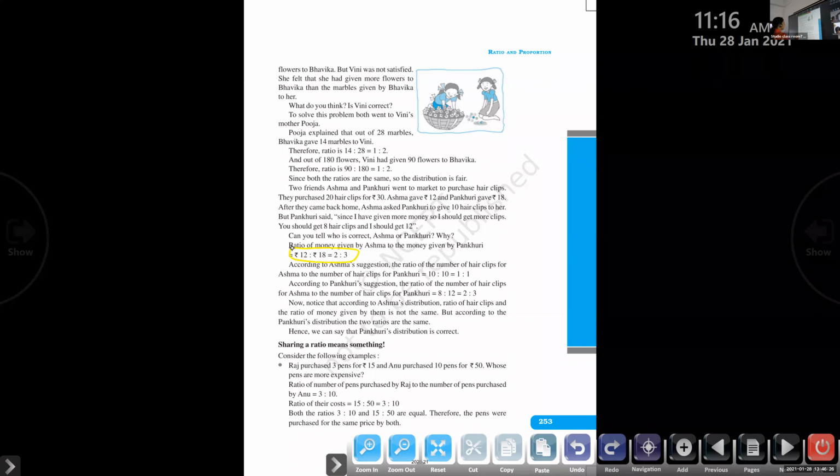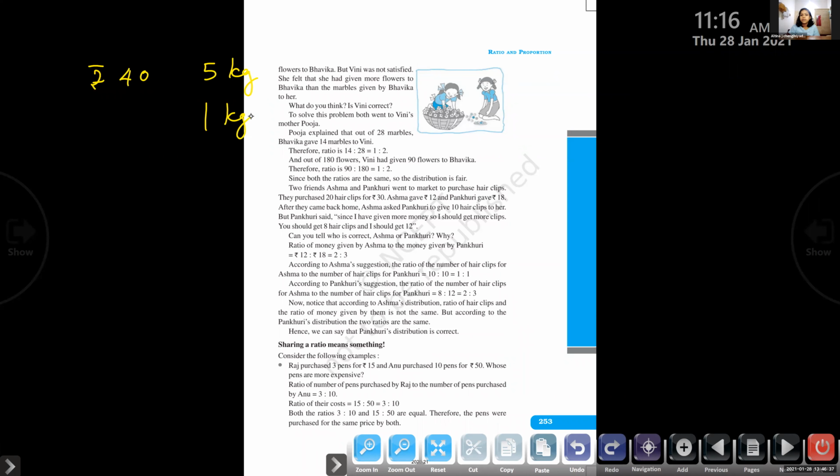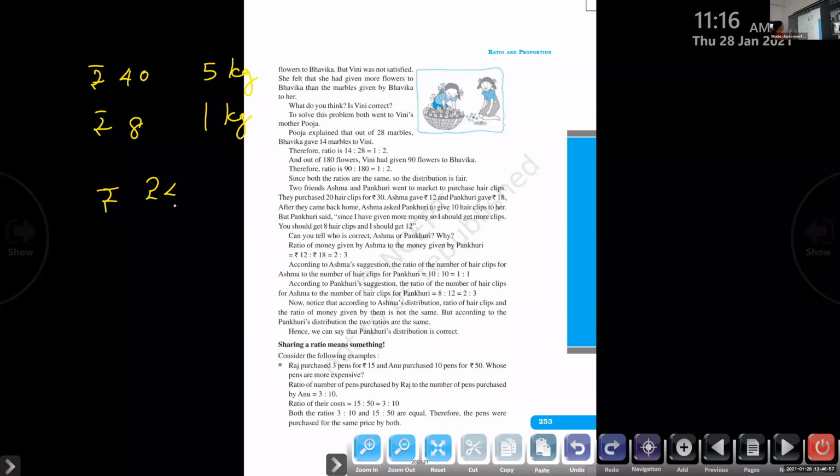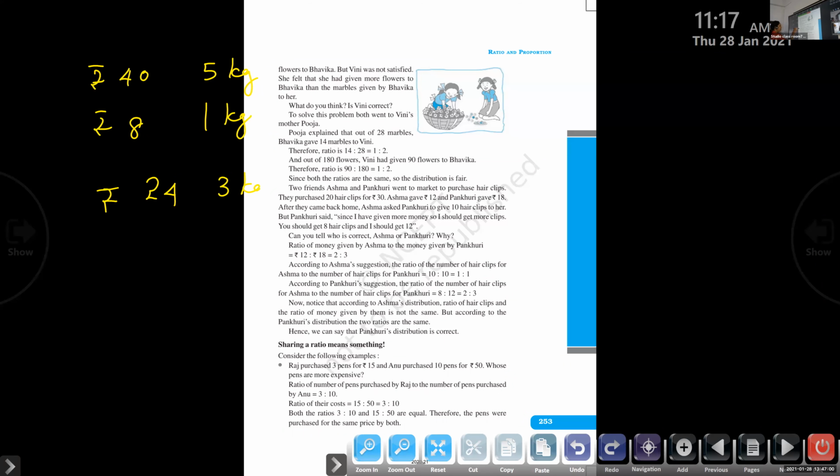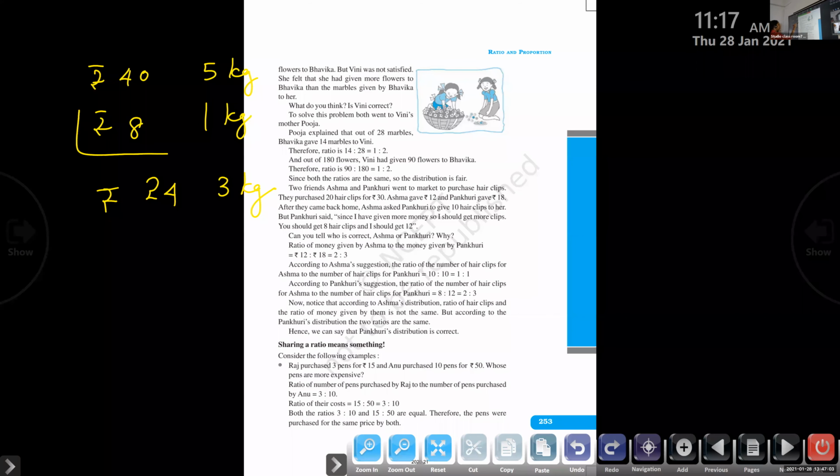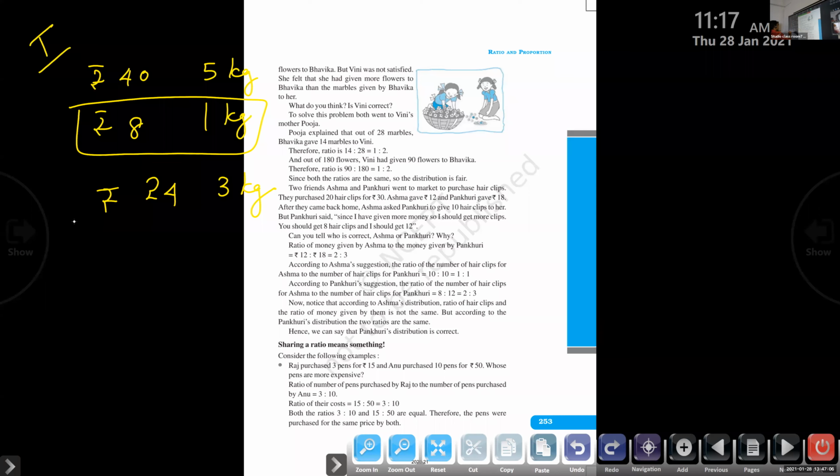Yes, children. If the first shopkeeper charges rupees 40 for 5 kilograms, what was 1 kilogram's cost? Rupees 8. And if he went to another shop and it is rupees 24 for 3 kilograms, what is the cost for 1 kilogram, children? This is the first shop and this is the second shop.